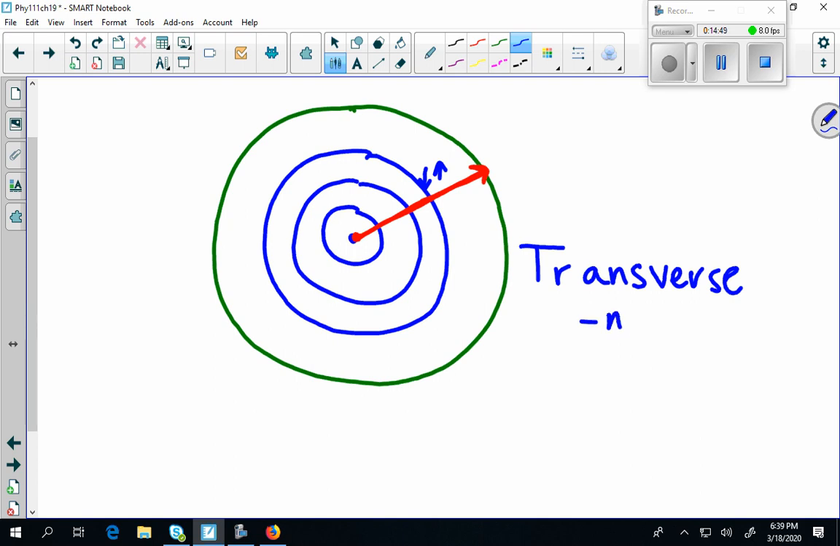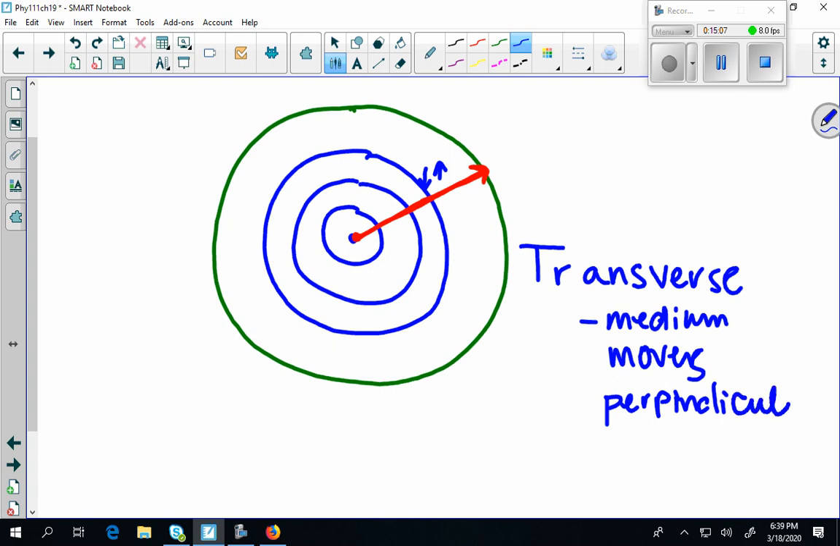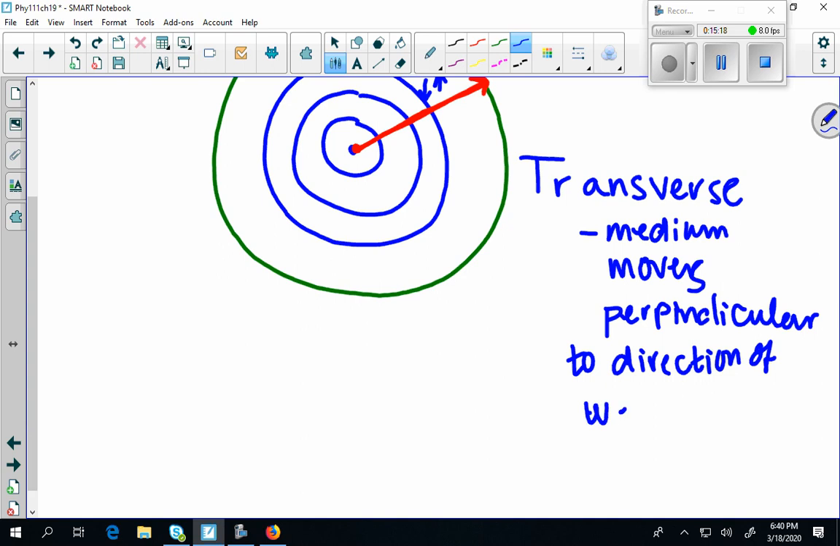So the medium, if you drop that stone in the water, your medium is water molecules. That's what's making the wave. So medium moves perpendicular to direction of wave travel. You're like, oh, what is she talking about? These big math words. It just means at right angles too, perpendicular.